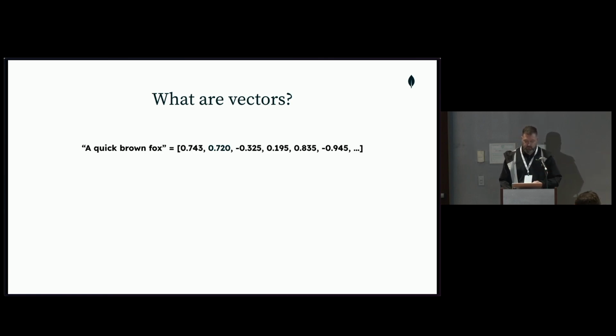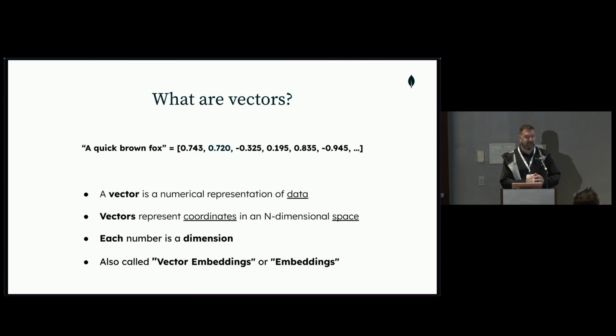These numbers are coordinates in an n-dimensional space, where n represents the amount of numbers that we have in the array, right? You'll also hear vectors referred to as vector embeddings or just embeddings. A quick brown box translates to a very, very long array. It's cut off at the end, but in many cases, it's 1,536 floating point numbers in that embedding.